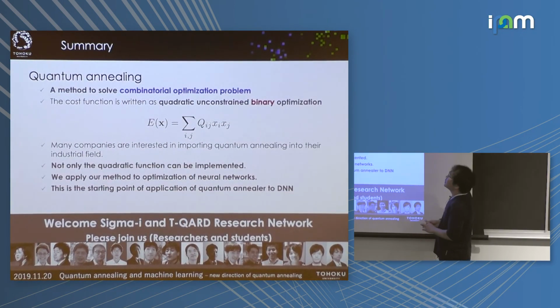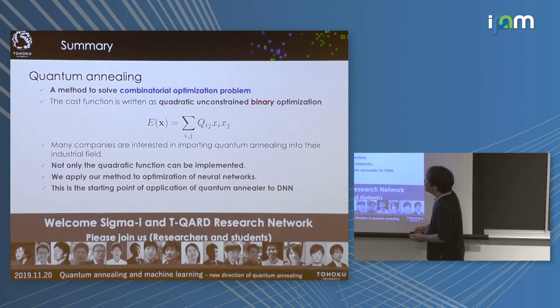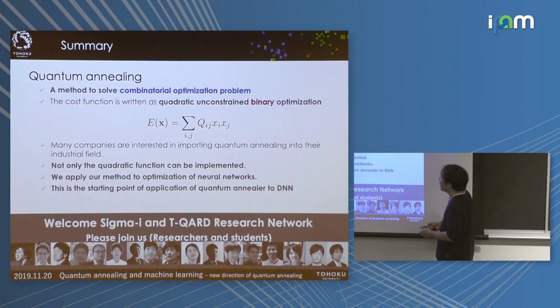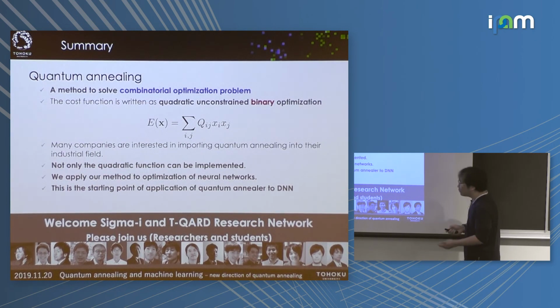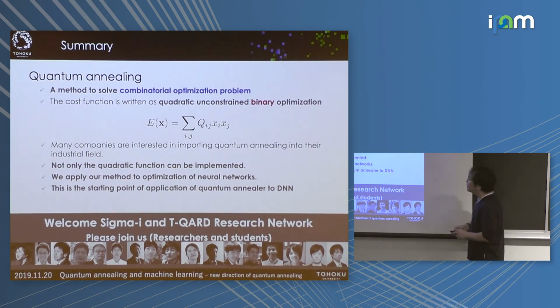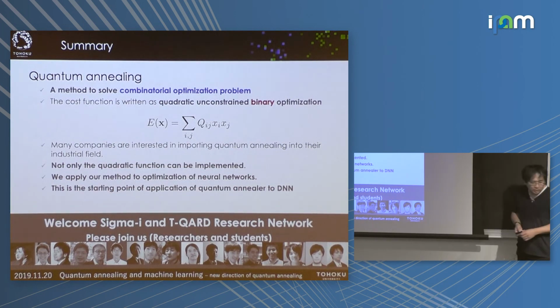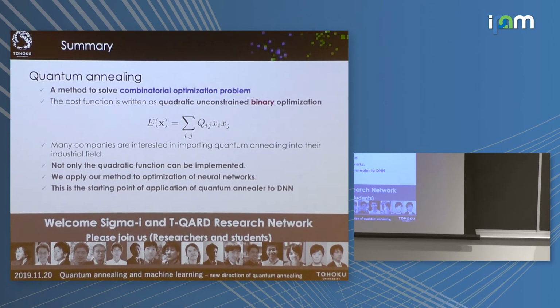This is a summary. We have reviewed quantum annealing and introduced some techniques using statistical mechanics. As a result, not only quadratic functions can be implemented, and we applied our method to optimize neural networks with binary weights. But this is just a starting point for the application of quantum annealers to deep neural networks. Yes, that's all. Thank you.